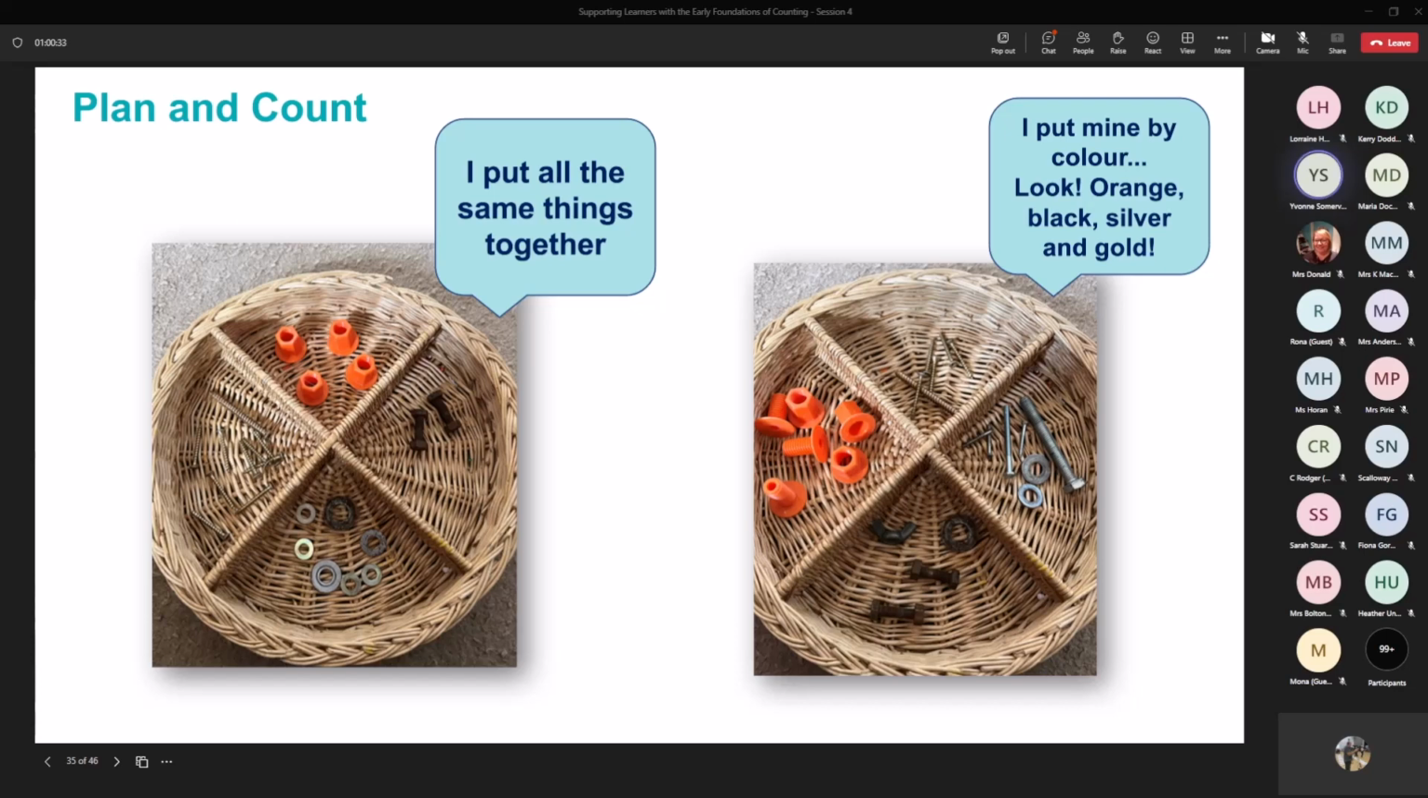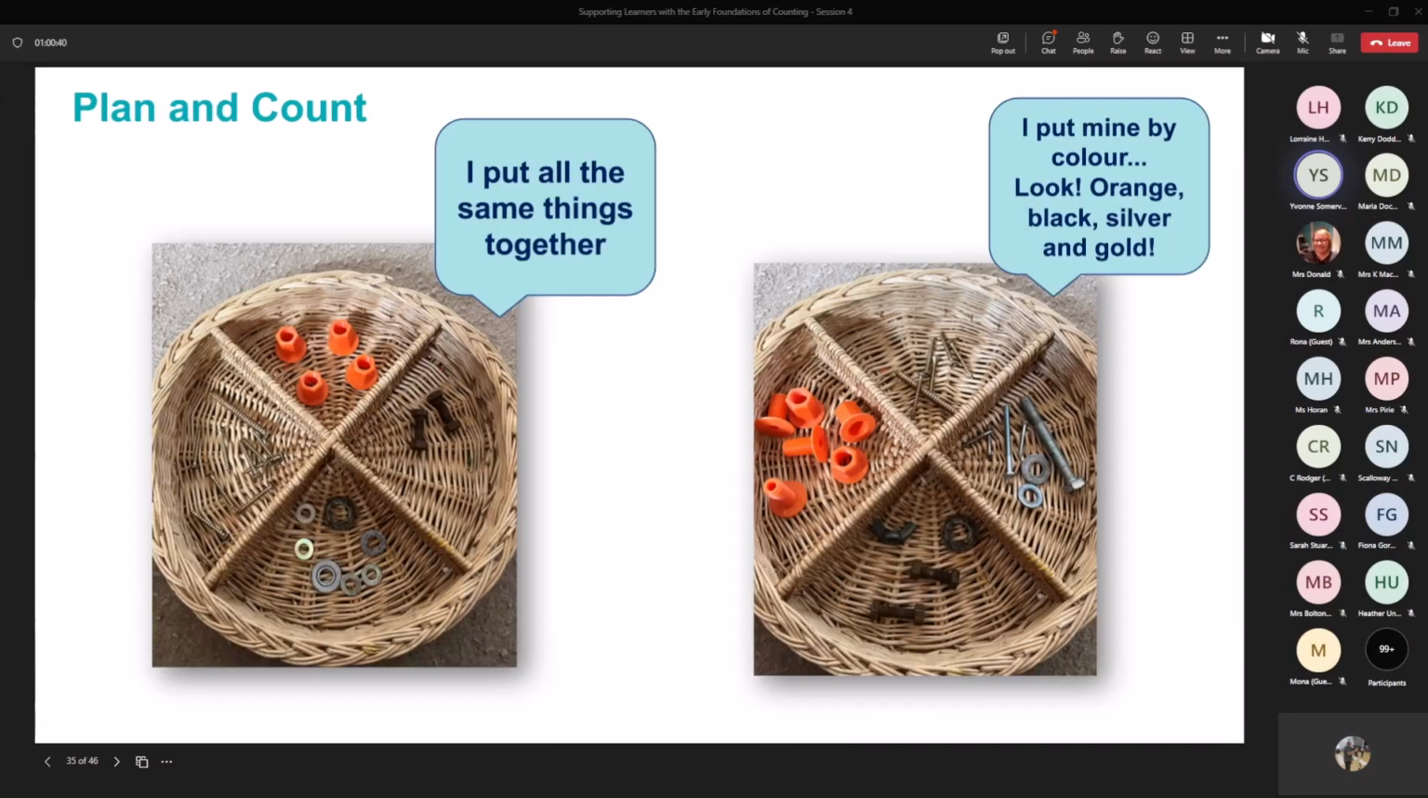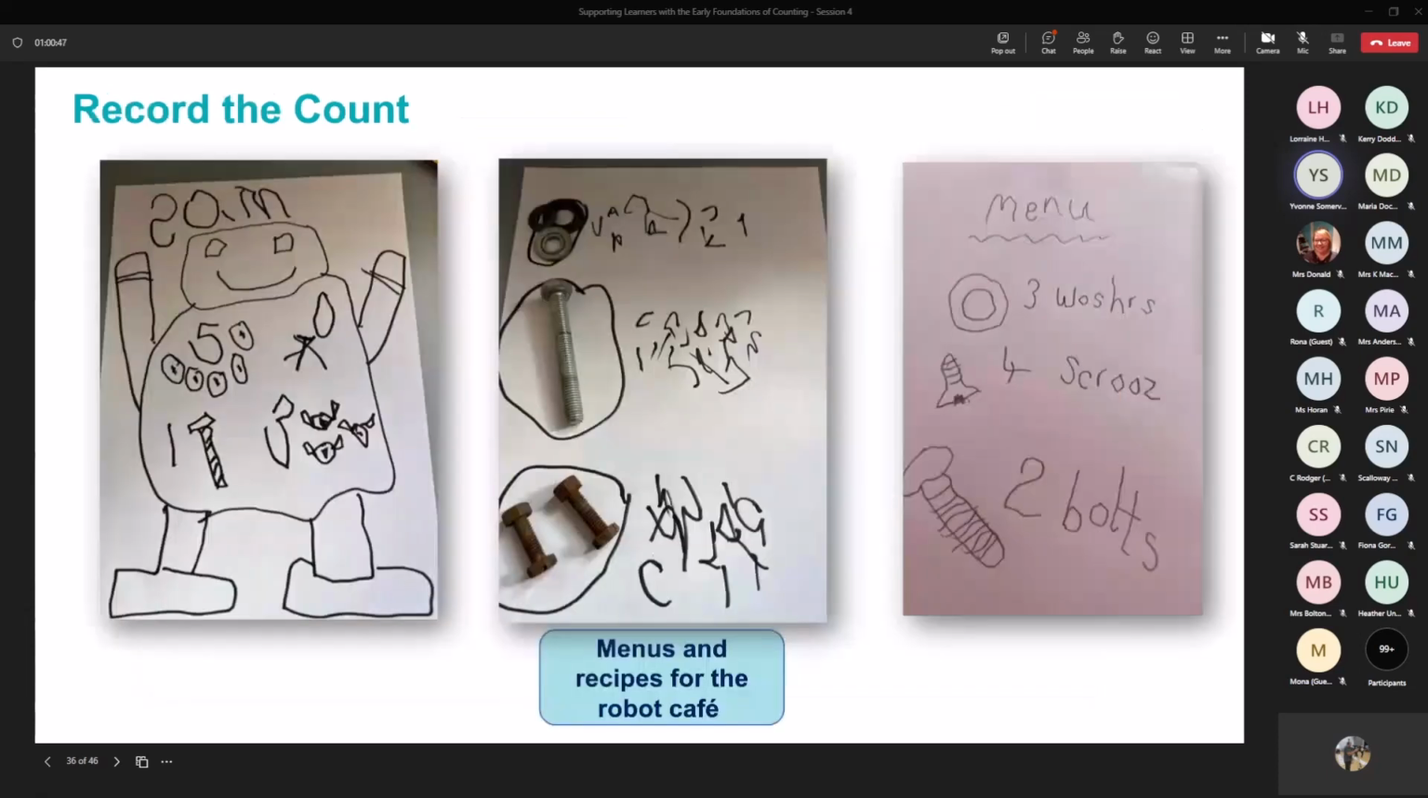This also led to a conversation about how some of these items are quite big, so they would be quite filling for the robot, and some are quite small. So how will they keep track of what their robot had eaten, and what they hadn't eaten? This sparked different ways of recording what their robot had eaten, and inevitably what the children had counted. Some of them were drawing pictures of their robot and then adding things that the robot had eaten into the robot's tummy.